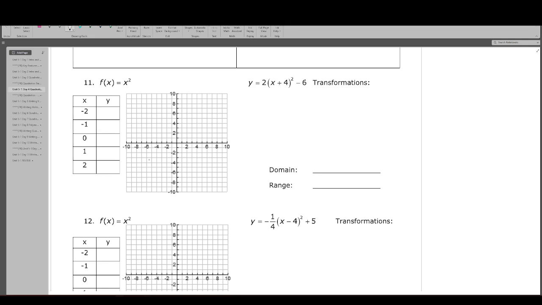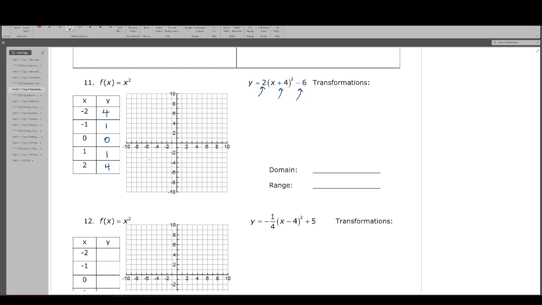We're going to write our parent function into the table, which is 0, 0. Then at 1, we have 1 squared. At 2, we have 2 squared. Here we have negative 1 squared and negative 2 squared, and that's our parent function. Now over here we have y equals vertical stretch of 2, shifted left 4, and shifted down 6. So we'll try to apply those changes to this table.